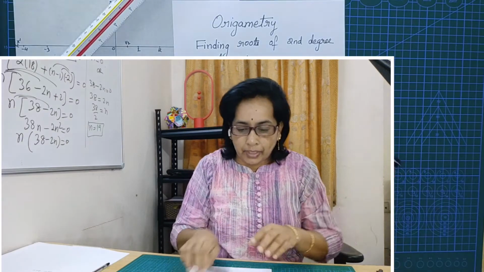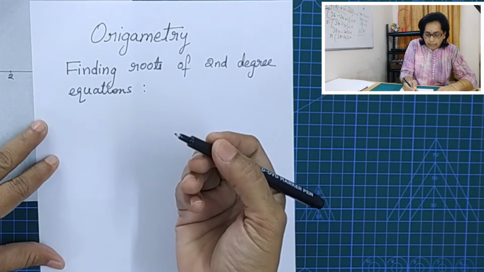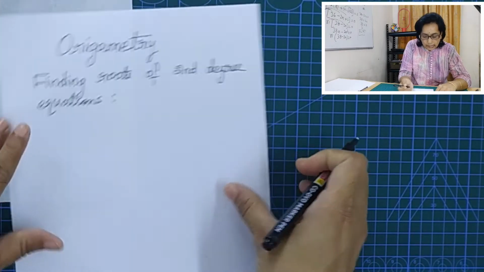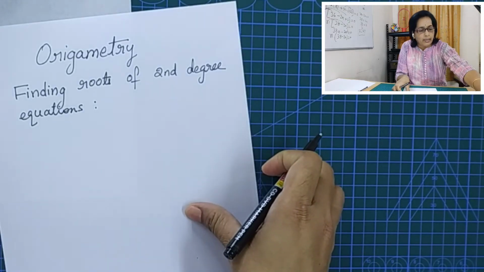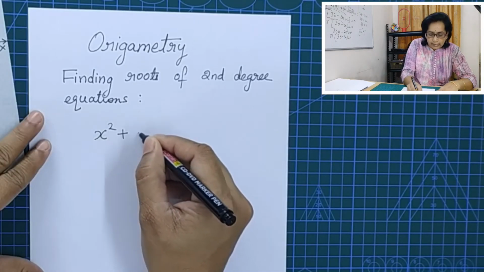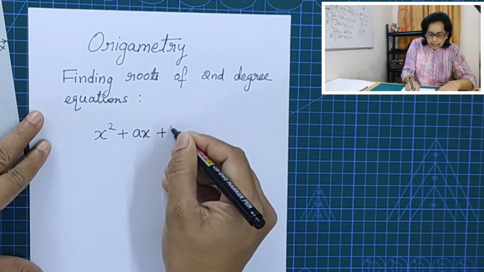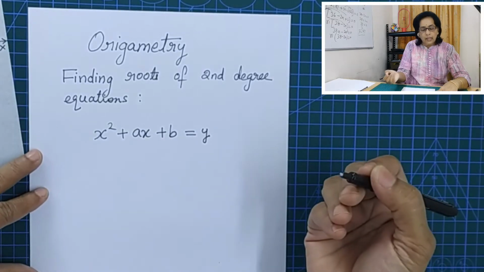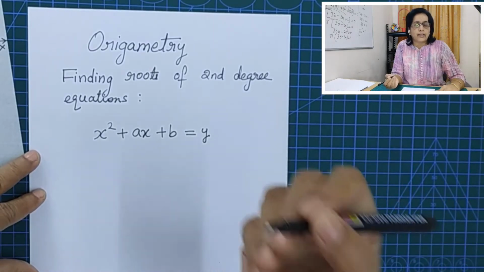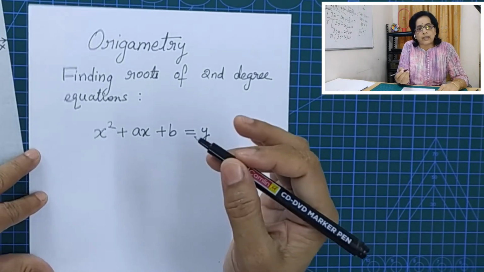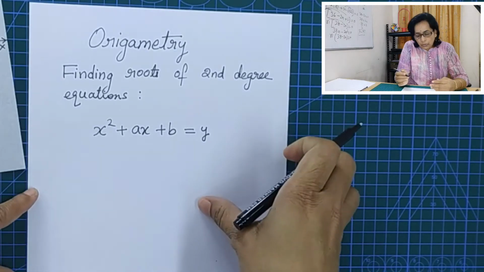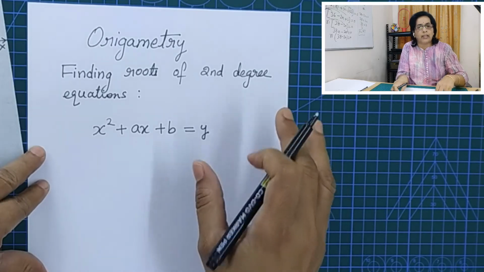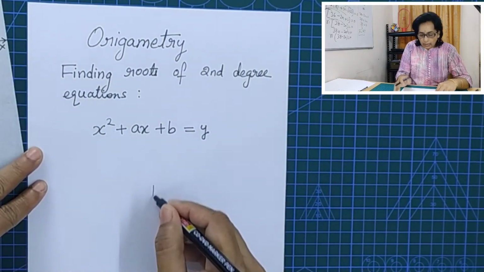So let us begin. The form of a quadratic equation is ax square plus bx plus c. So just for ease of the calculation, I'm taking the standard form x square plus ax plus b, and this equal to y. So for drawing a graph of a second degree equation, the graph is a parabola. So we should know the definition of a parabola when we want to find roots by origami. What is a parabola?